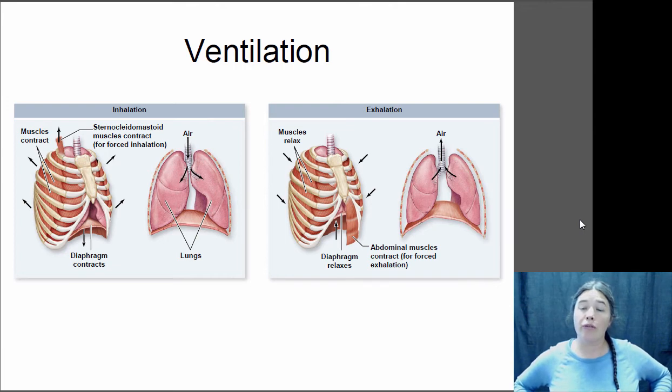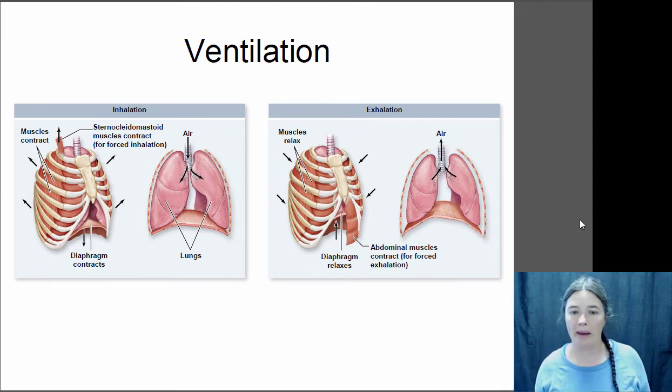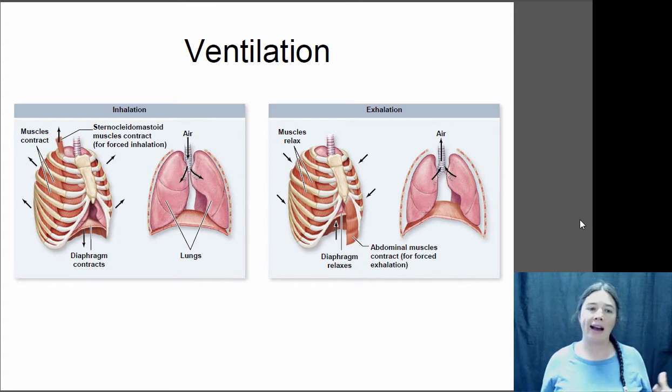So when you cough or sneeze or talk or sing, you're actively contracting those muscles to push the air out in a controlled manner. But when you're relaxed, exhalation happens when the muscles relax. So when you're just sitting there breathing calmly, you contract your muscles to breathe in, and then when the muscles stop contracting, you breathe out. Okay? All right, that's how mammals breathe.